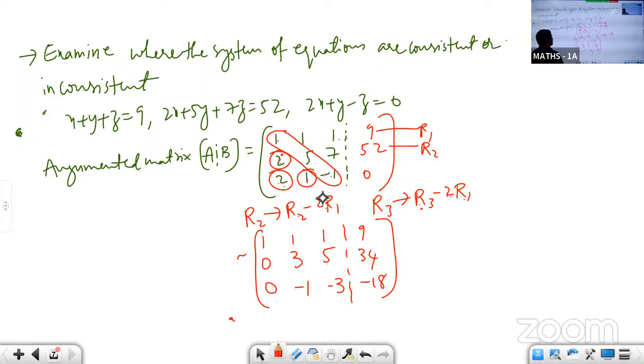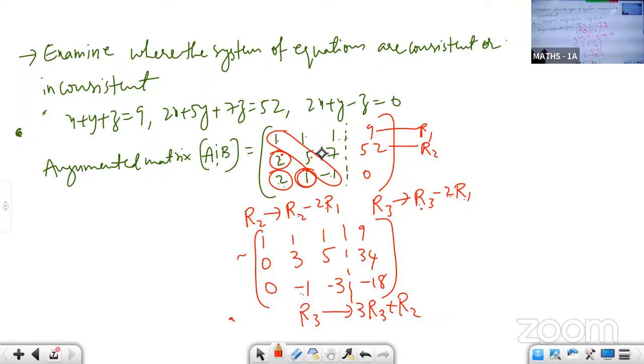Next I want to make this 0. Which operation am I going to use to make that 0? R3 tends to 3R3 plus R2 only. To make this 0, you are going to use compulsorily the R2 row only. Sir, why not R1? If you use R1, again this 0 will change. So once you made it 0, you should not disturb it. Is it clear? So R3 tends to 3R3 plus R2.